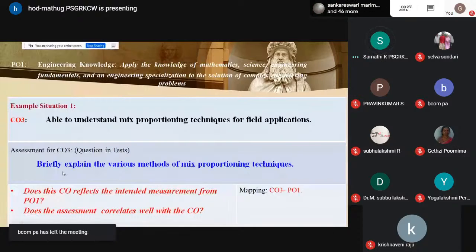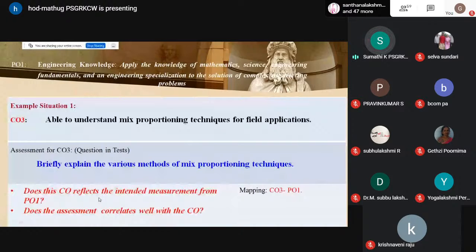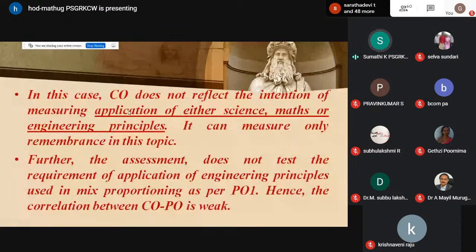So take the question on the various methods of mix proportioning techniques. Now, does this CO reflect the intended measurement from CO1? Is it using any engineering knowledge? Explain the various methods of mix proportioning techniques. Does the assessment correlate well with this CO? See, here the course outcome does not reflect the intention of measuring the application of science, maths or engineering principles.